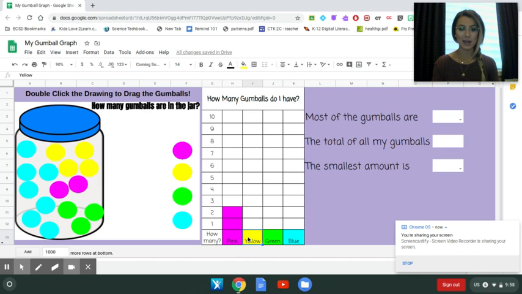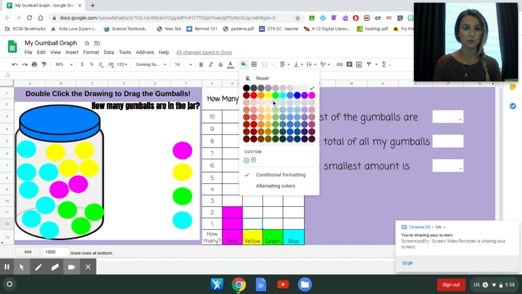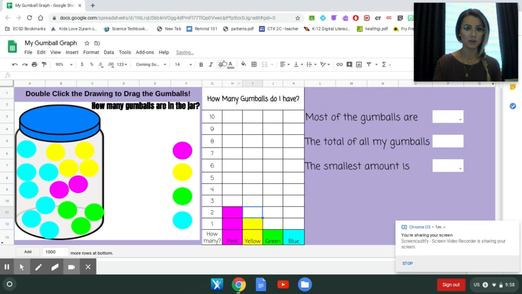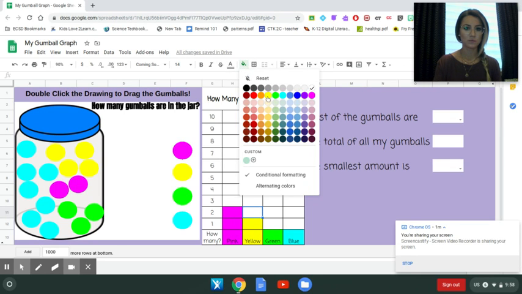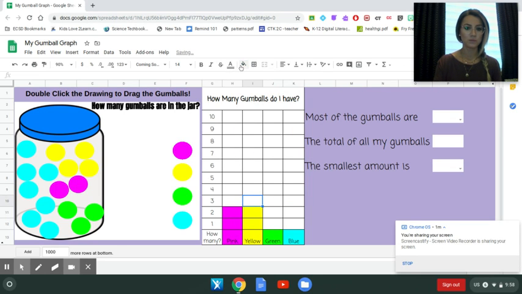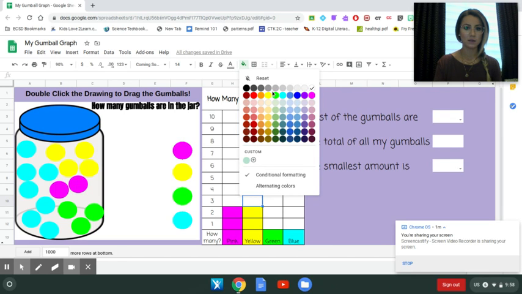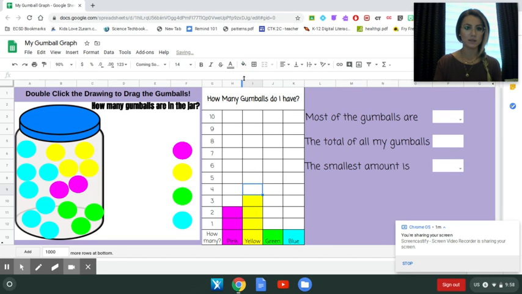Next, let's take a look at yellow. Over to my jar, I'm going to count 1, 2, 3, 4. There are 4 gumballs in the jar, so I need to graph that here. 1, 2, 3, and 4.